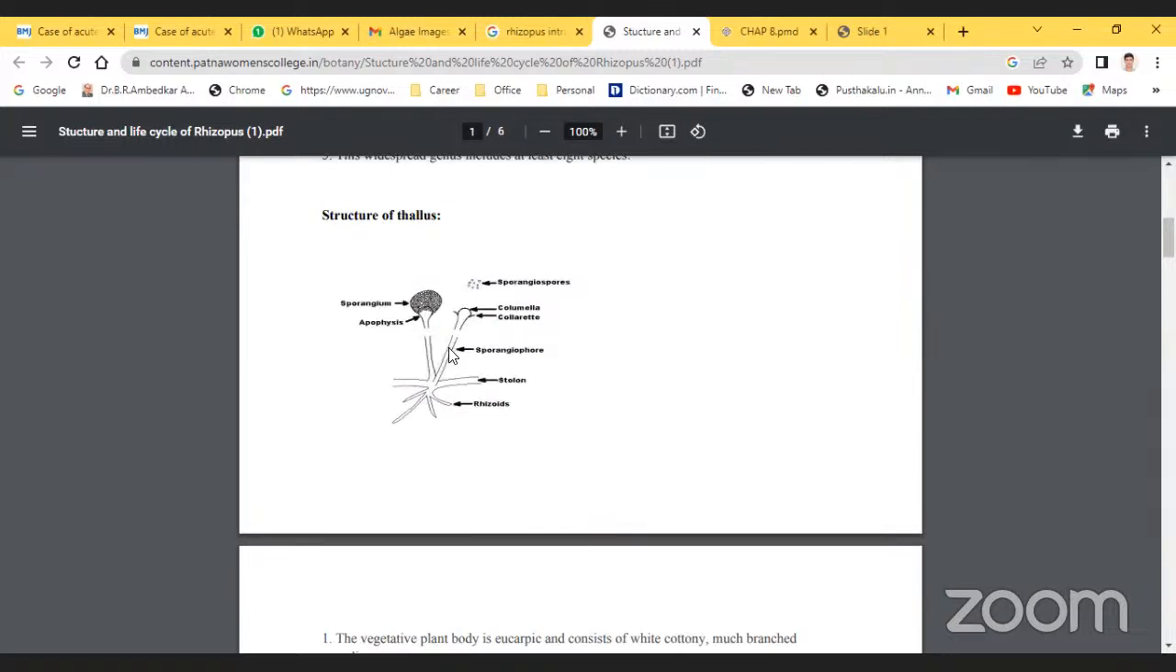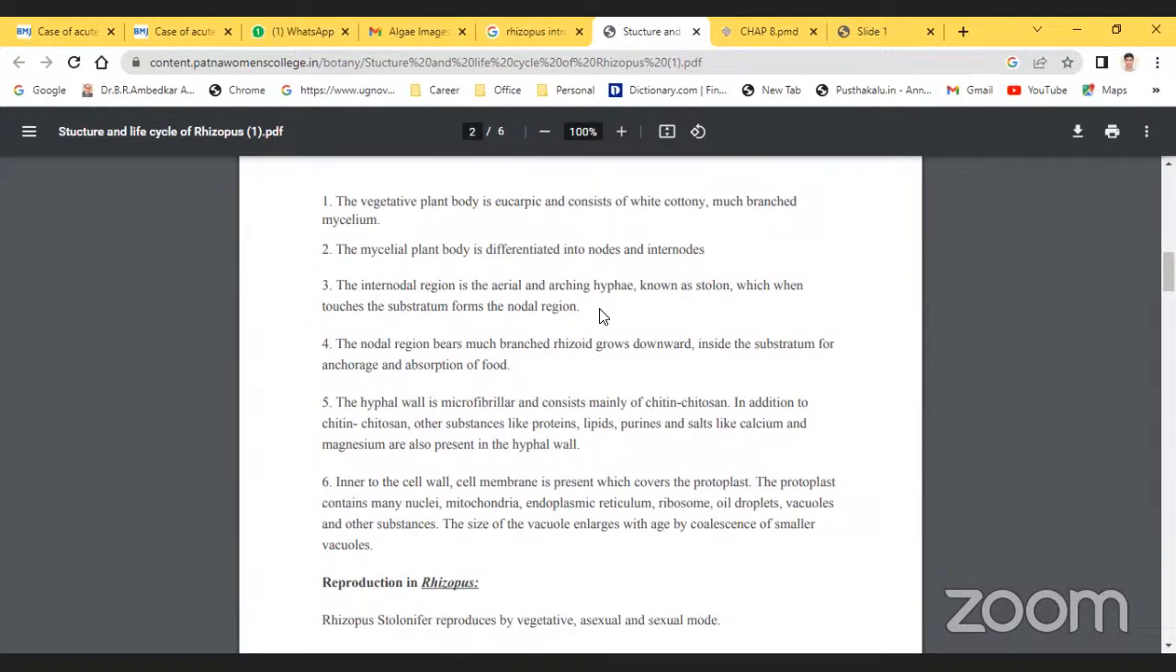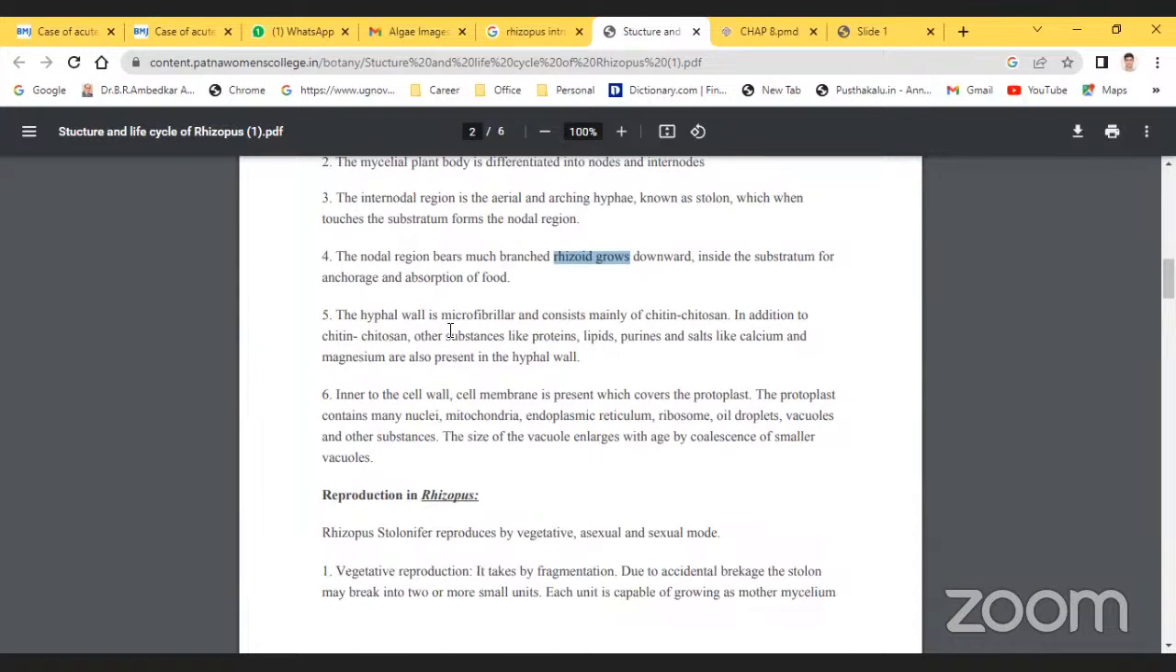So these are the stolon part. These are the sporangiophore, columella, and the sporangium. So here, the plant body is differentiated into nodes and internodes. The internodal region is the aerial and arching hypha, known as stolon, which when it touches the substratum forms the nodal region. The nodal region bears much branched rhizoids growing downwards inside the substratum for anchorage and absorption of food material. The hyphal wall is microfibrillar and consists mainly of chitin and chitosan. In addition, other substances like proteins, lipids, purines, and salts like calcium and magnesium are also present in the hyphal wall.